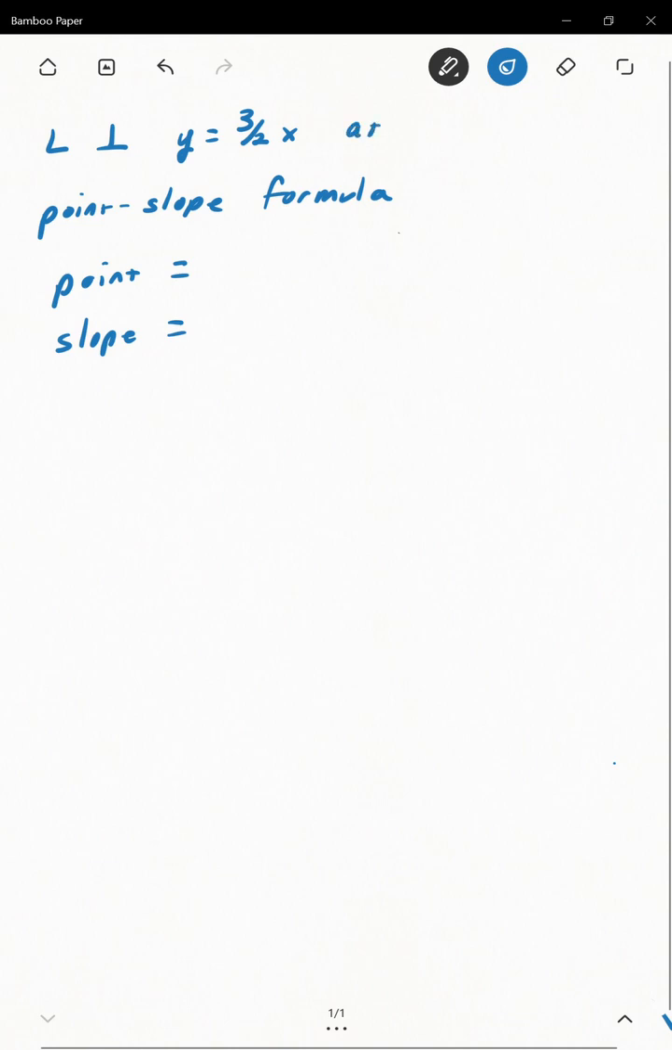Back up to the question, at the point (2, 3). So brilliant, we have a point, (2, 3). Now we need the slope.